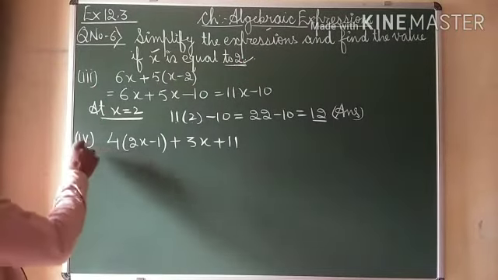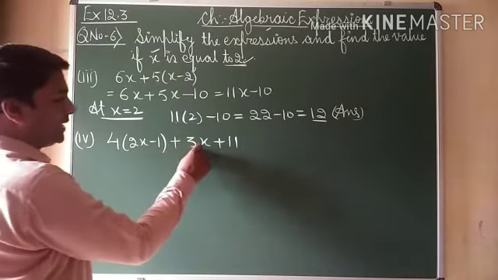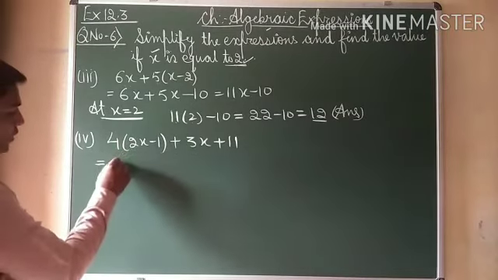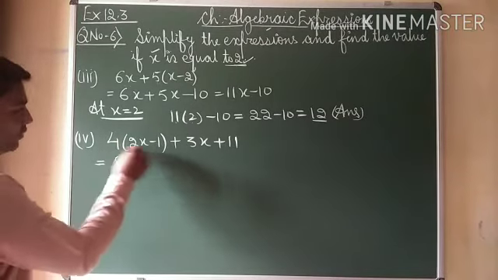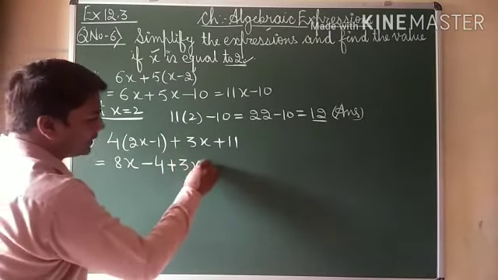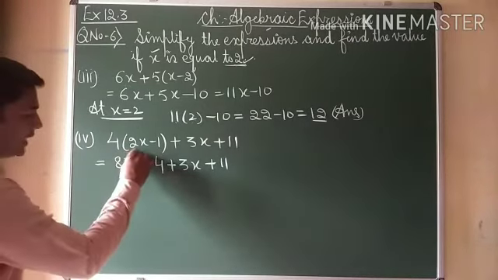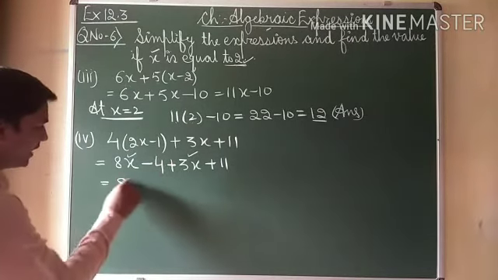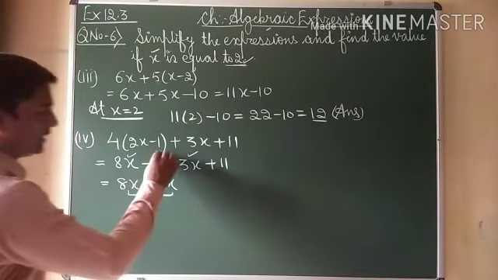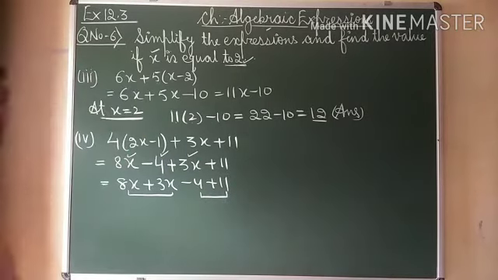Next is fourth part. The given algebraic expression is 4 into 2x minus 1 plus 3x plus 11. Now simplify it. 4 into 2x, 8x, 4 into minus 1, minus 4, then plus 3x and then plus 11. Next, combine the like terms, we get 8x plus 3x with the first group of like terms and then minus 4 plus 11 with the other group of like terms.